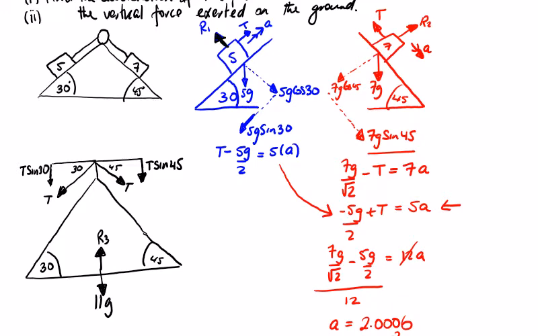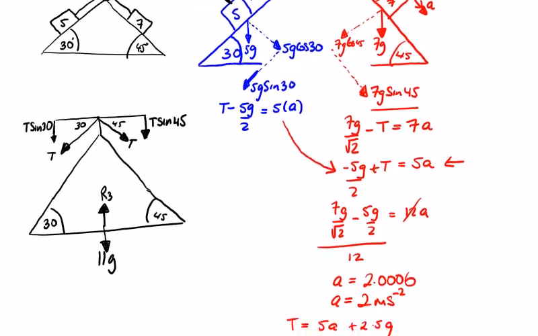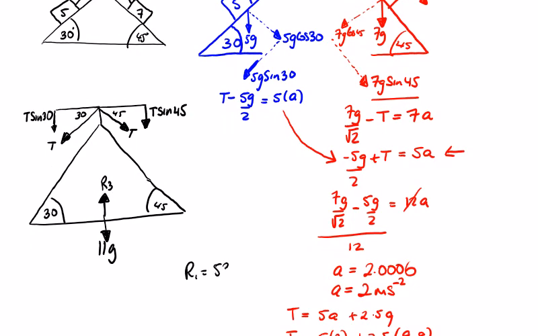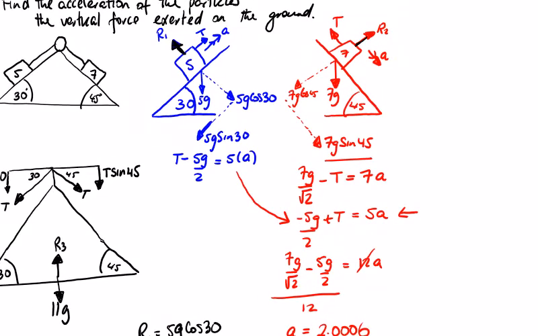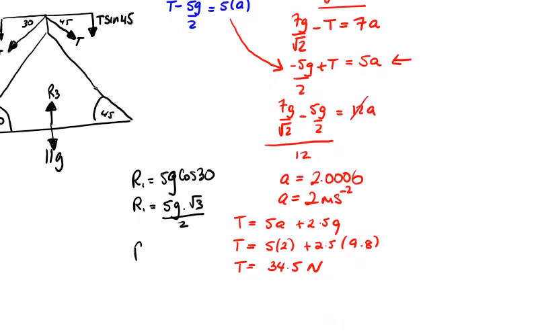R1 is 5G cos 30, and cos 30 is root 3 over 2. R2, this will help us get the vertical forces. R2 is equal to 7G cos 45, so R2 is 7G by 1 over root 2, 7G over root 2.